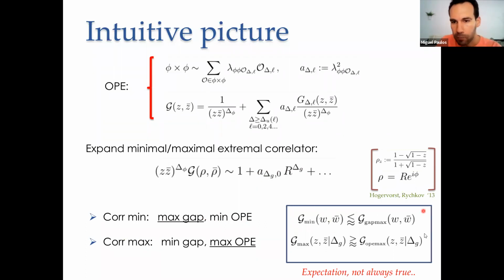And so we expect roughly, at least for small r, that the minimal correlator should be closely related to the gap max correlator, and that this G max under a gap assumption should be closely related to the OPE max correlator. So this is the expectation. It's not always true, because even this heuristic argument depends on the exact value of R, and there can be other contributions and so on. But in many cases, it turns out that this will be correct.